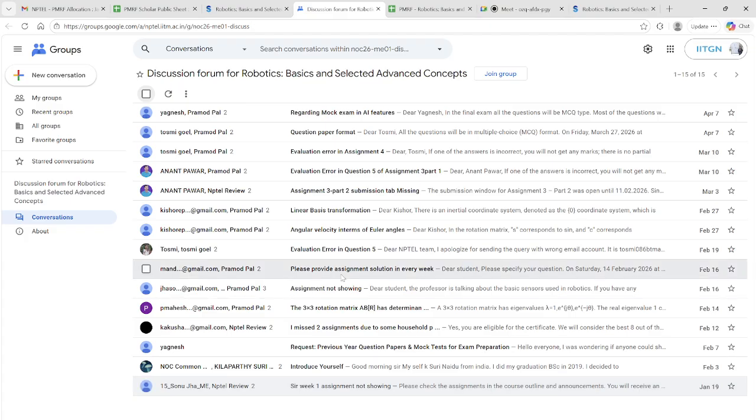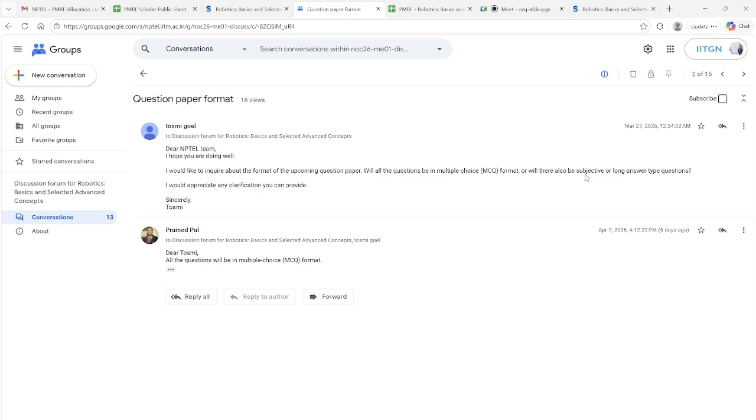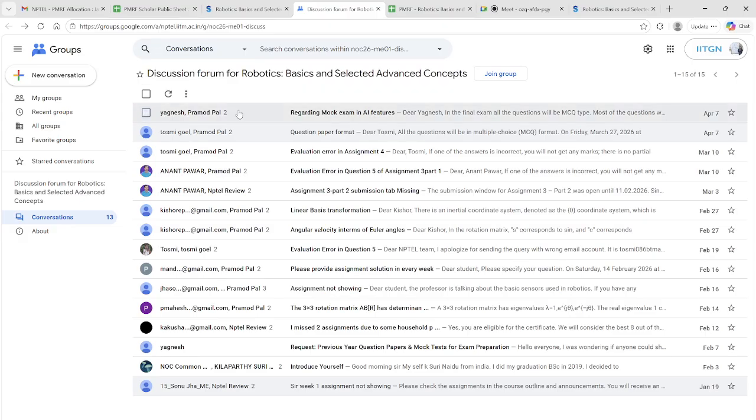For example, someone has asked what is the question paper format, and this reply is given by Pramod Pal. He is also a TA, not teaching, but he is managing things internally. He has said that all will be MCQ format, and there won't be any subjective or long type questions, I think. All of these logistic details are not with me, but with the people coordinating this course.